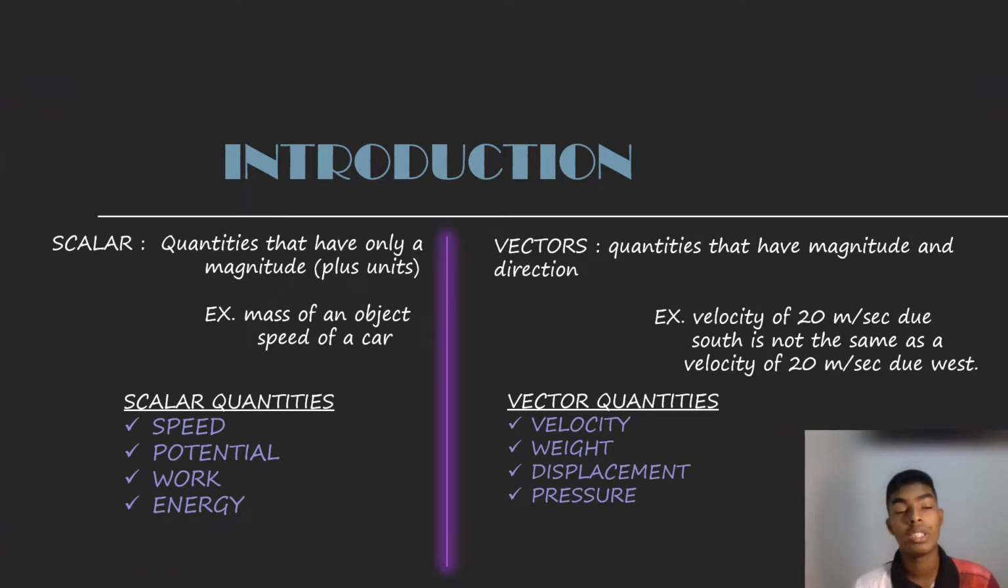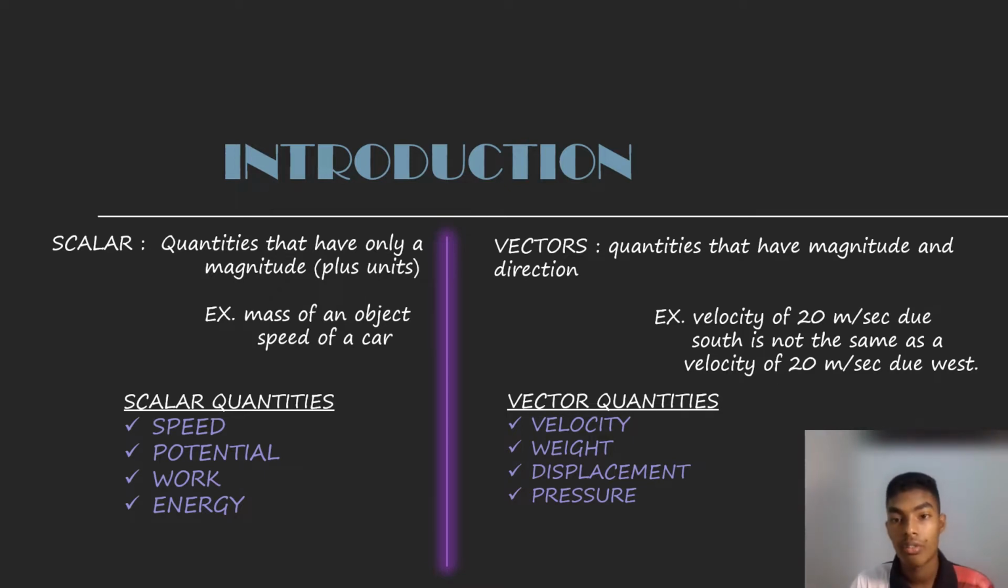First of all, we should know what is scalar and what is vector. Scalars are quantities that have only a magnitude, for example, mass of an object, speed of a car. Examples of scalar quantities are speed, potential, work, energy, and so on.